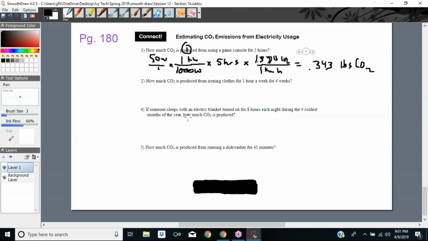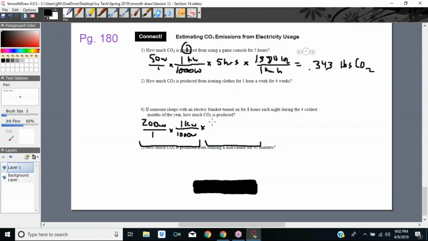So we have to look up electric blanket, and that is probably in the bedroom, so bottom left. So it's 200 watts. And again, the very first thing we have to do is change this into kilowatts. So we're going to divide it by 1,000. Now we have to figure out how many hours. So this is the first piece right here. The second piece is converting into number of hours.